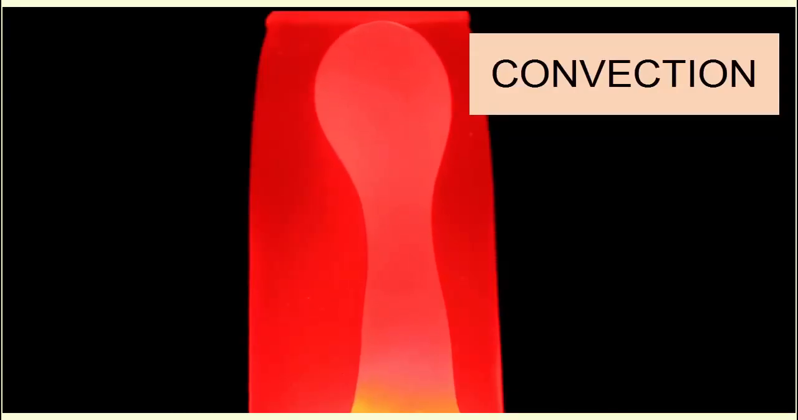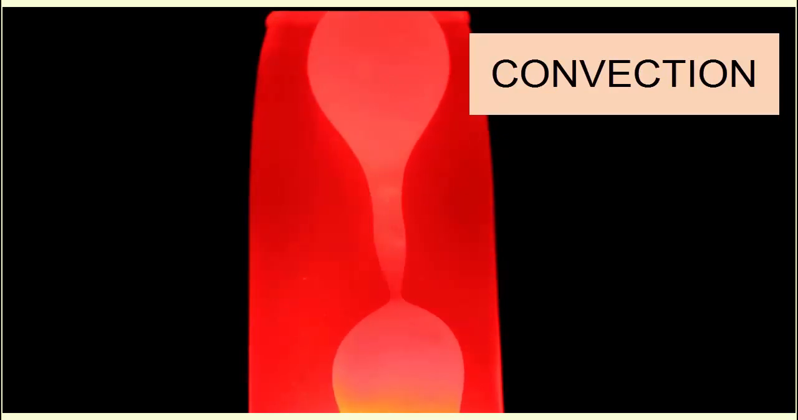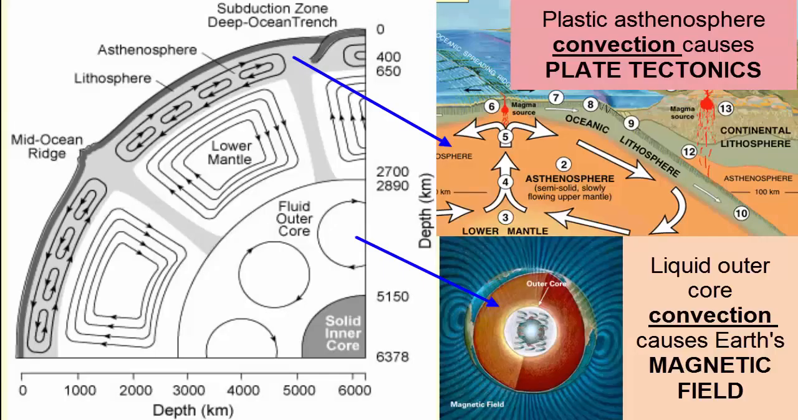In the asthenosphere and outer core, heat at the base of the layer causes the plastic or liquid material above it to expand and take up more volume, thus becoming less dense. This material rises upwards and displaces cooler material that is now denser than its surroundings and sinks. This transfer of heat in a plastic or liquid medium is called convection and is the main cause of plate tectonics, convection of the asthenosphere, and the Earth's magnetic field, convection of the outer core.